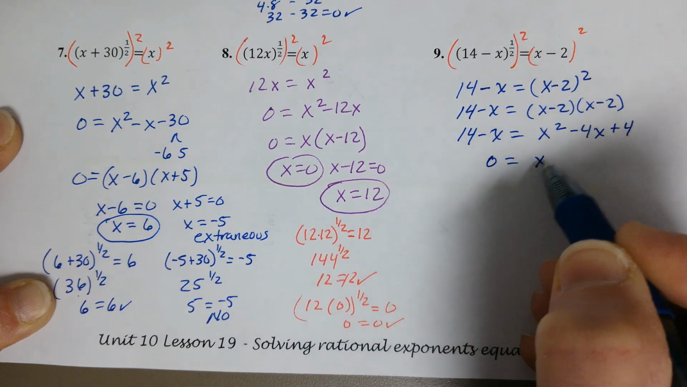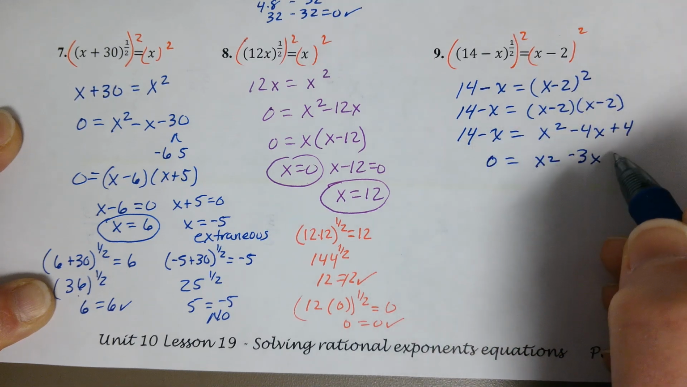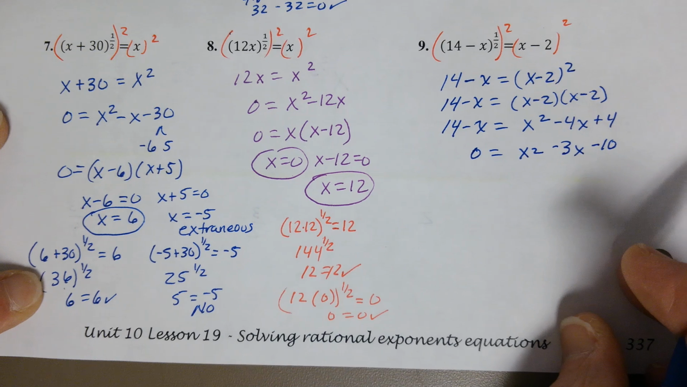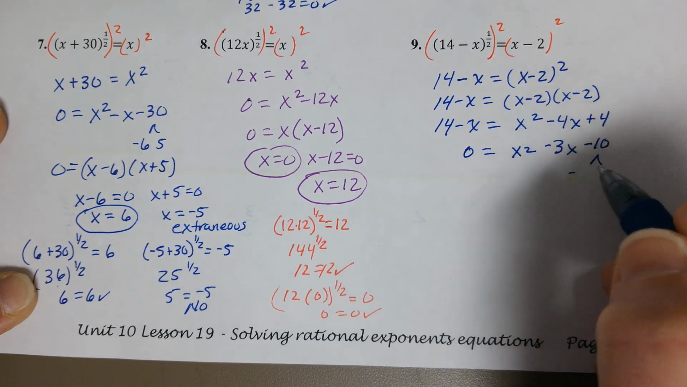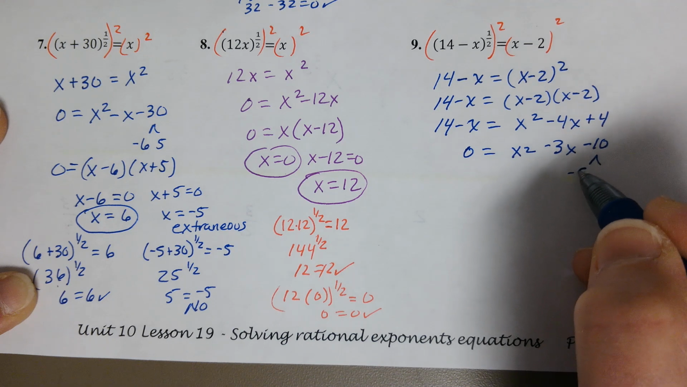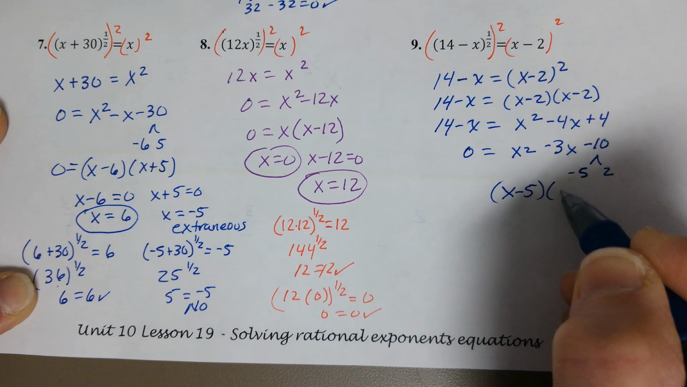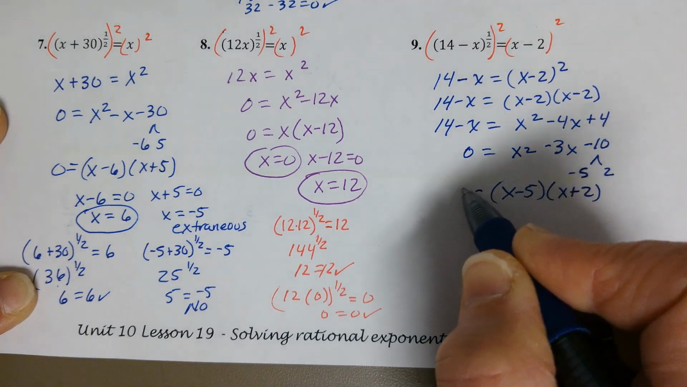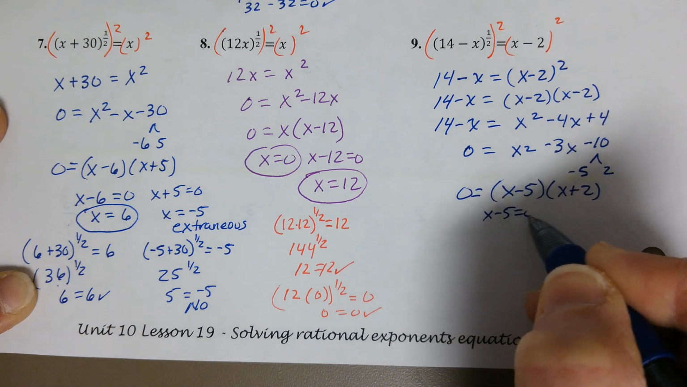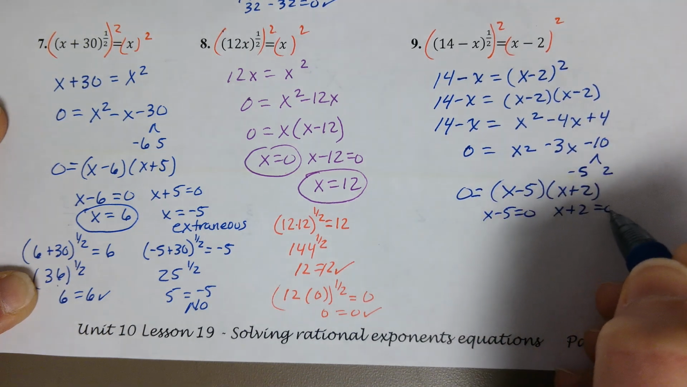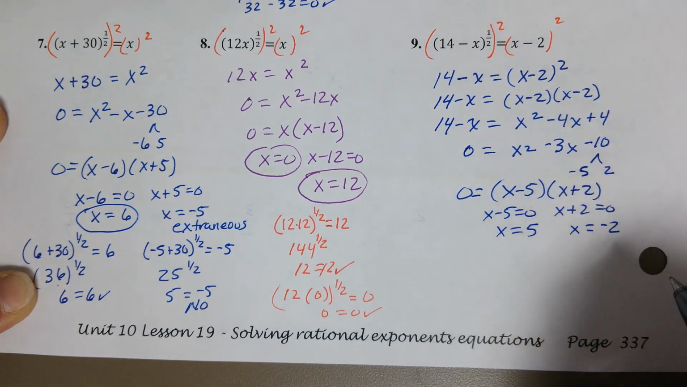Standard form. Add x and subtract 14. And the factors of negative 10 that sum to negative 3 are negative 5 and positive 2. Set each factor equal to 0. I usually skip this step and go right to the solution of positive 5 and negative 2.